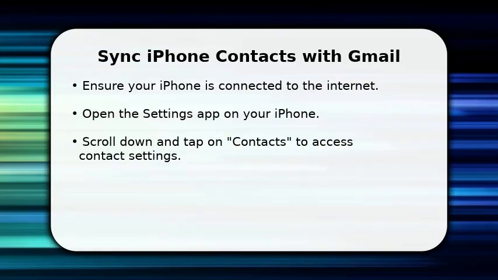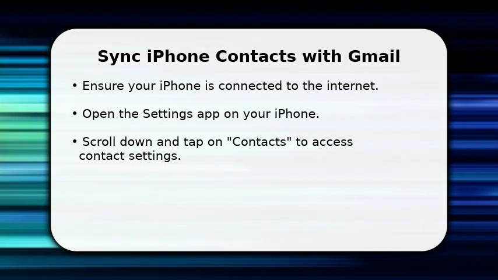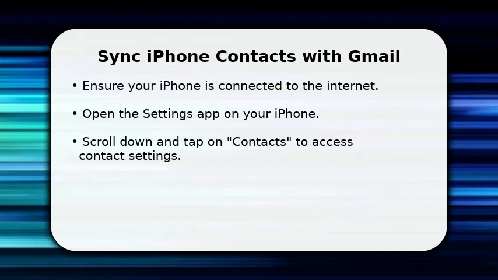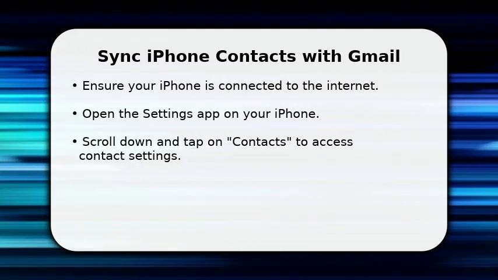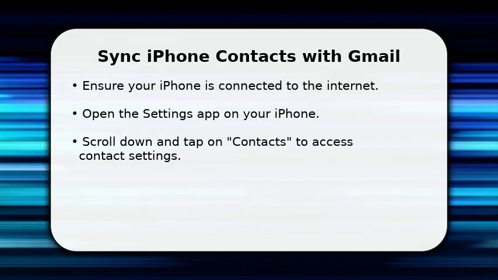In this video, I will explain how to sync your iPhone contacts with your Gmail account. First, make sure your iPhone has an active internet connection. Then, open the Settings app on your device. Scroll down a bit and tap on Contacts. From there, you will need to select Accounts to begin managing your connected services. This is the first crucial step in the process.